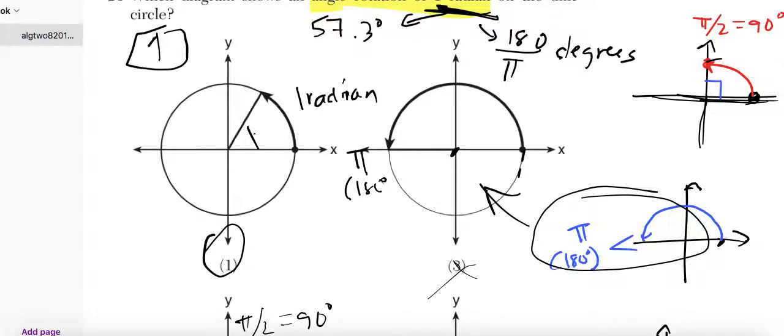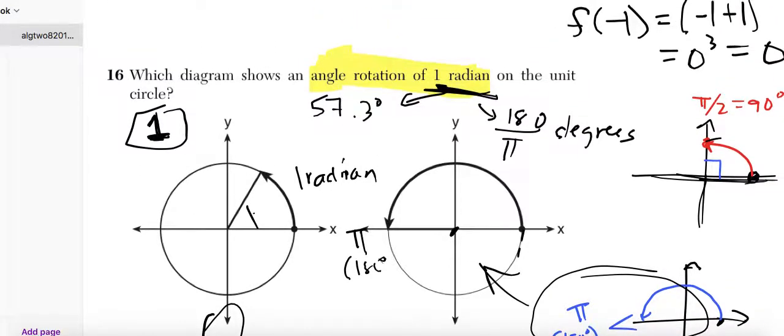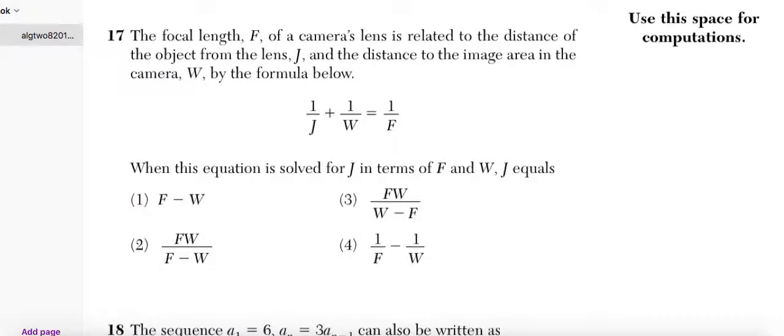That was one of the ways to do it, guys, just to convert it to degrees. There were other ways as well. You could, but I won't do that right now, okay? We'll move on to number 17. Okay, the focal length f of a camera's lens is related to the distance of the object from the lens j and the distance of the image area in the camera by the formula below.